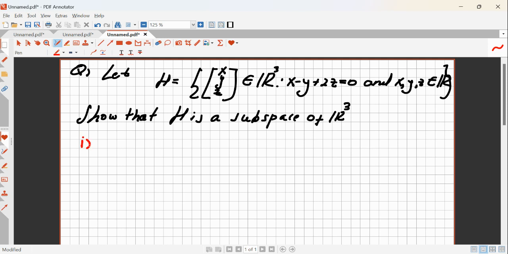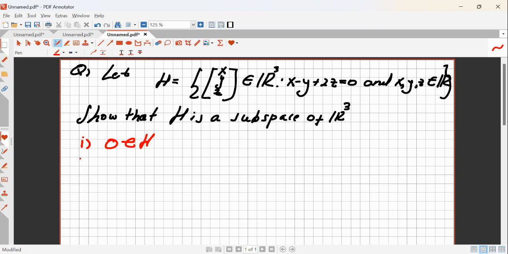The first one is, if we imagine that our elements x, y, z are zeros and it satisfies our condition, which is 0 minus 0 plus 0 equals 0, so it works. We have to show that 0 is in the H subspace.